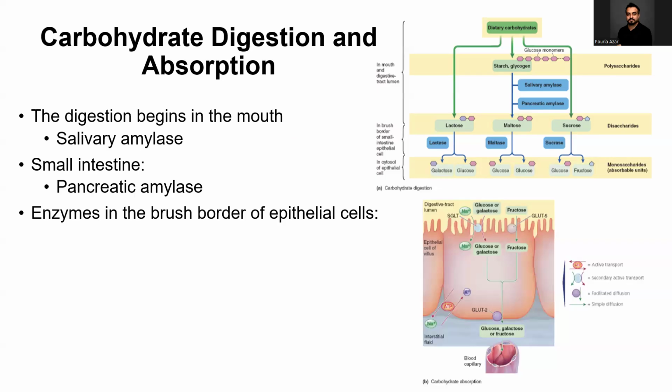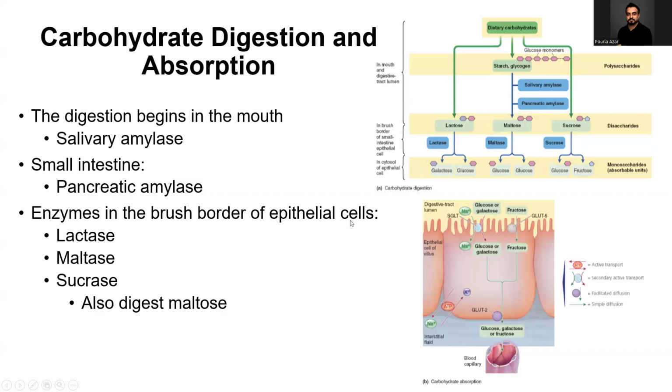We also have different types of enzymes in the brush border of epithelial cells. So we have the lumen, and we have the brush border of these small intestine cells. This brush border also produces some enzymes: lactase, maltase, and sucrase, and the sucrase also digests maltose. And also we have some conditions called lactose intolerance, which we will discuss at the end of this chapter.